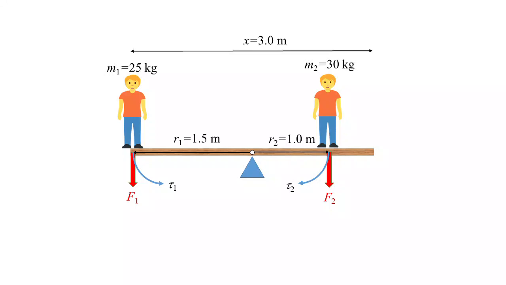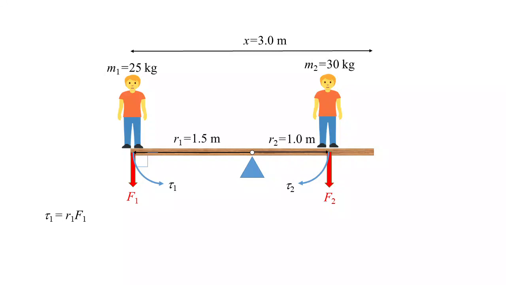Let's first look at the torque created by child 1 on the left. Torque is defined as the cross product of the lever distance and force. Initially, the force vector points vertically downwards, and the lever distance vector points to the right. So the angle between them is 90 degrees, and the value of sine theta will be 1.